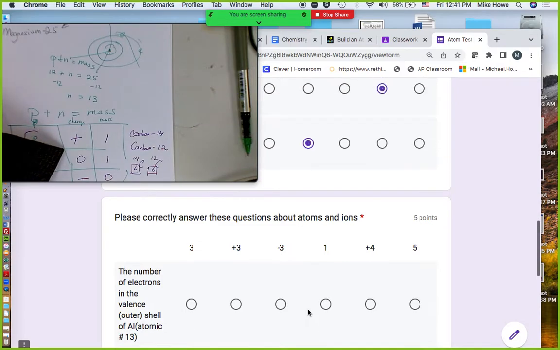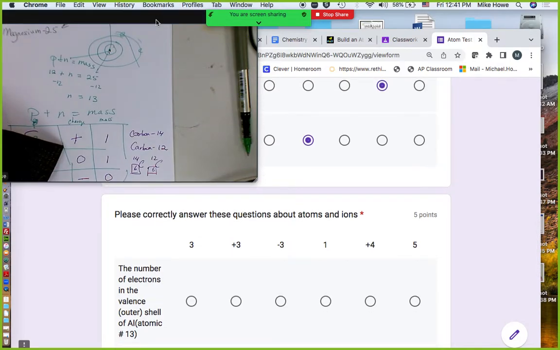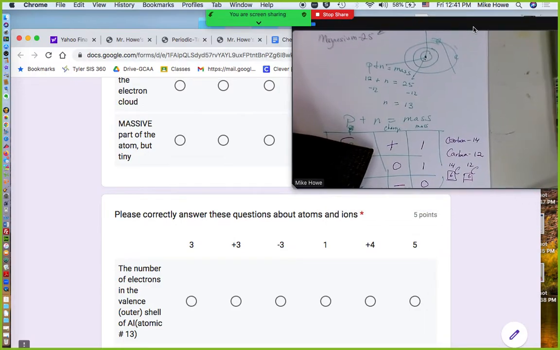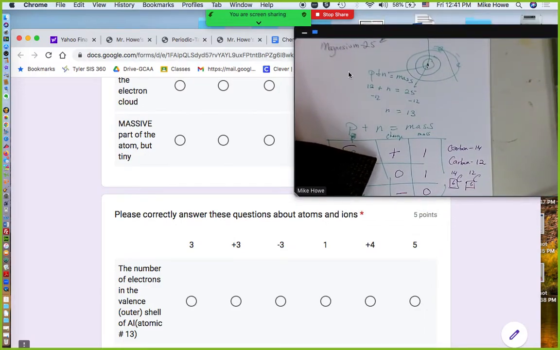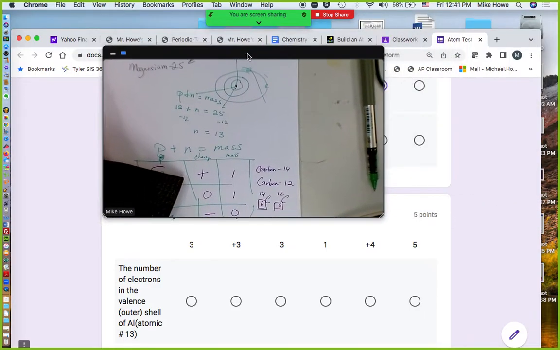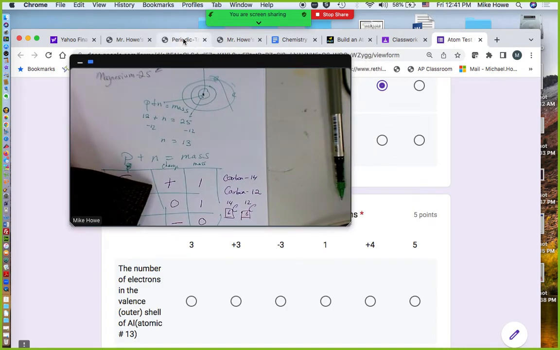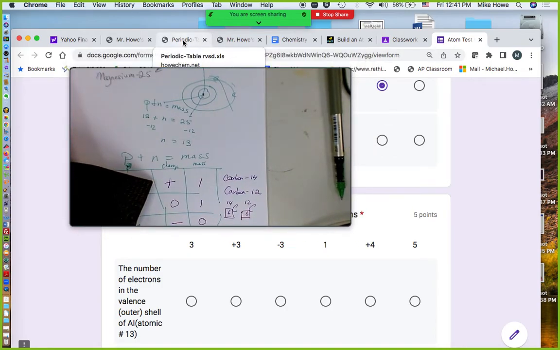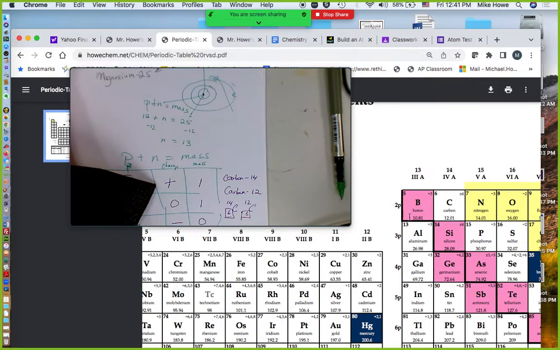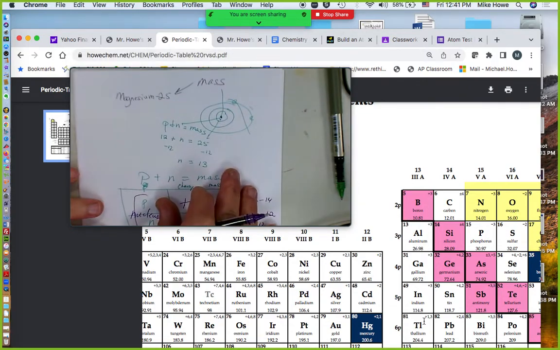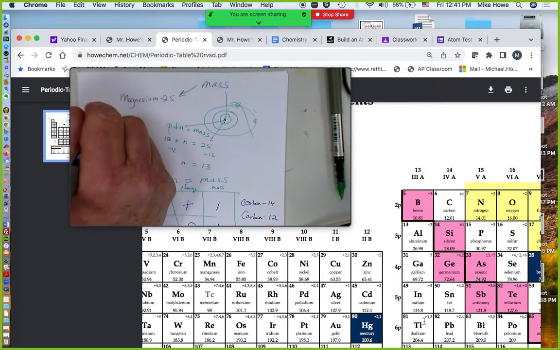All right, so now we're on the last section on this test, I believe. So the number of electrons in the valence shell of aluminum. So now you know a little bit more now than you did when you took this test. So if we go to the periodic table, aluminum's in this third tall column. Or you could have written out 13 electrons.